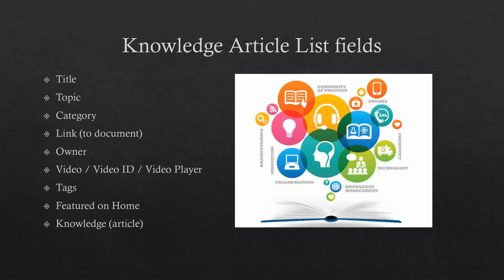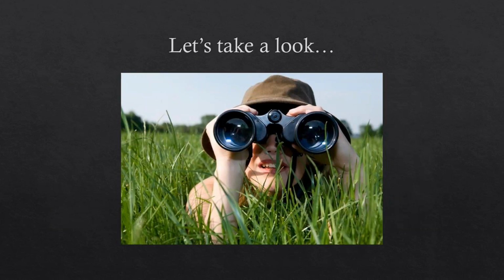We want a tag field for search purposes. That way we can put some tags on those articles and improve the ability for users to find those articles. I mentioned the featured on home. This is going to be a field that we'll use, just a checkbox that controls whether the article is highlighted as something to draw attention for users. And then the knowledge is just going to be like a rich text field where we're actually going to put in our article. Okay, so that's it.